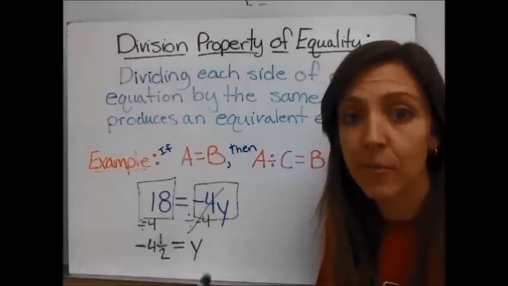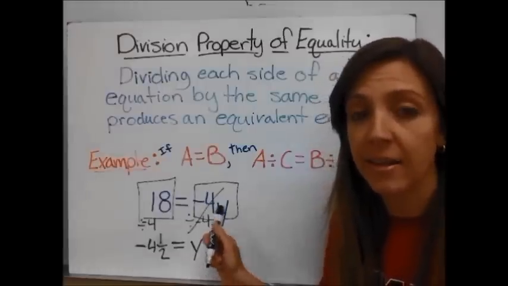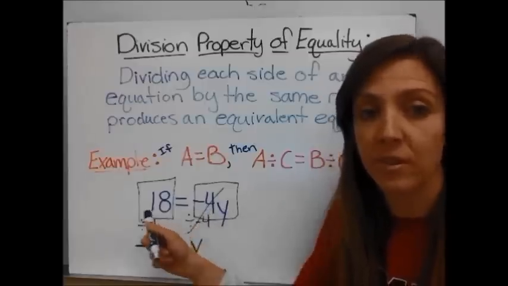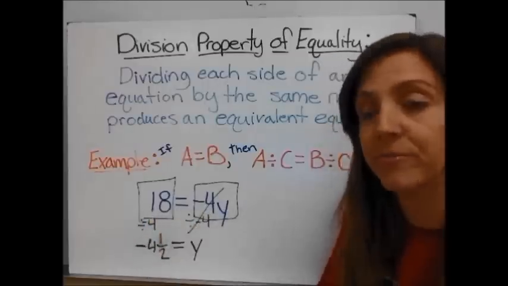Now if I plug in negative 4.5 for y, a negative times a negative is a positive. 4 times 4 is 16. A half times 4 is 2. 16 and 2 is 18. So that works.